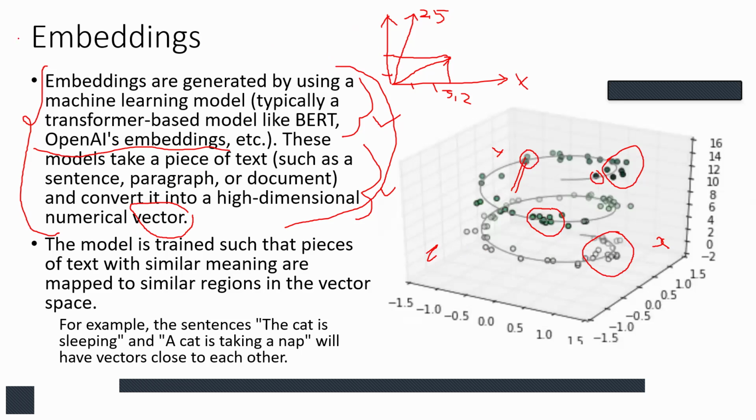But in case of embeddings, what we are doing is searching on the basis of the meaning of the word. Let's say I have two sentences, "the cat is sleeping" and "a cat is taking a nap". They essentially mean the same thing, isn't it? So what will happen if I search anything like that? The vectors for these two sentences will be very close to each other in the vector space.